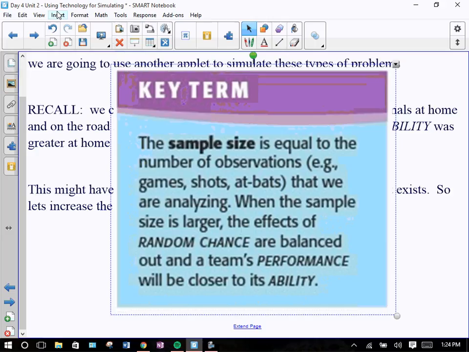As we increase the sample size, though, it becomes increasingly difficult to do these problems with our hands. Can't do it on paper anymore.